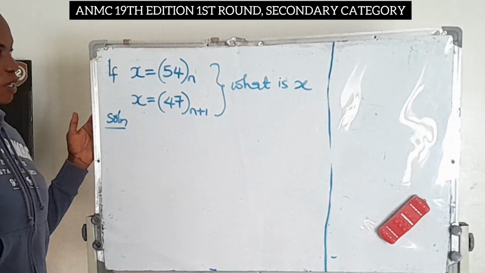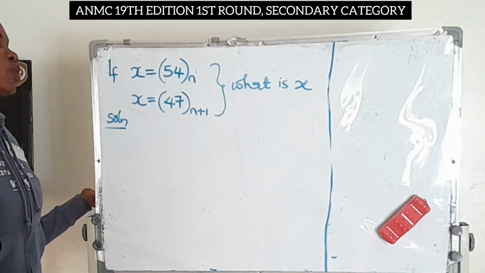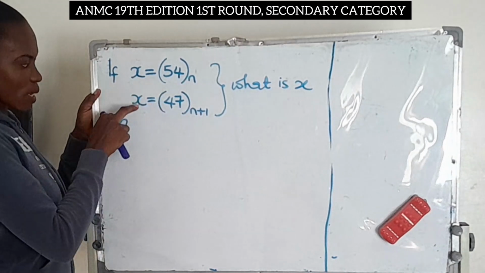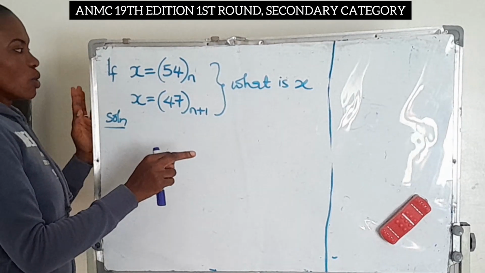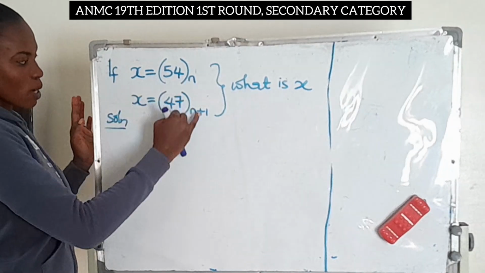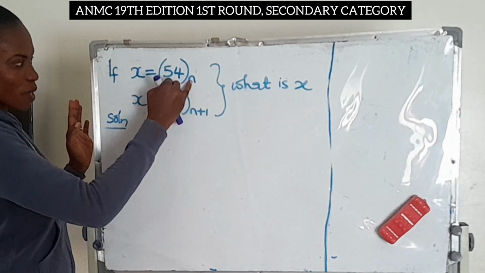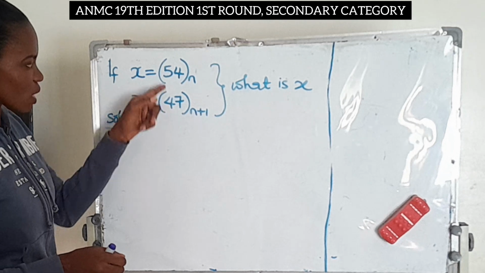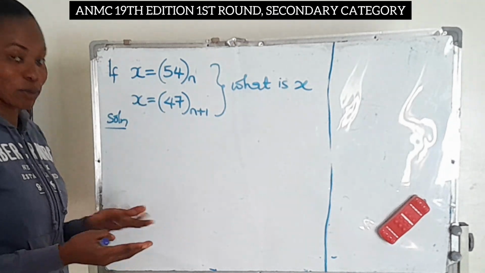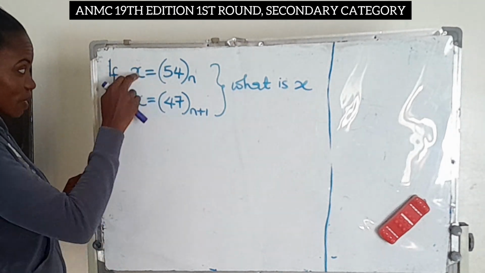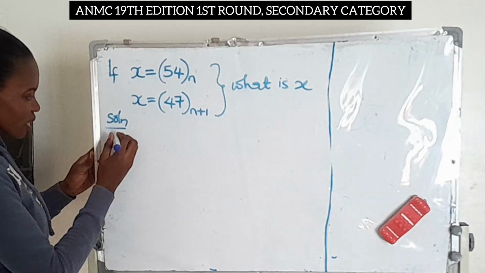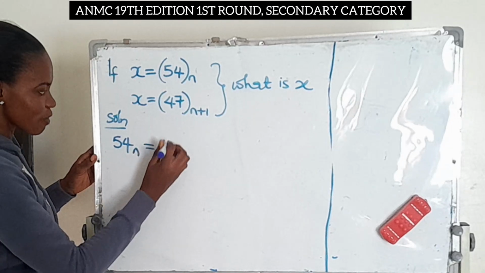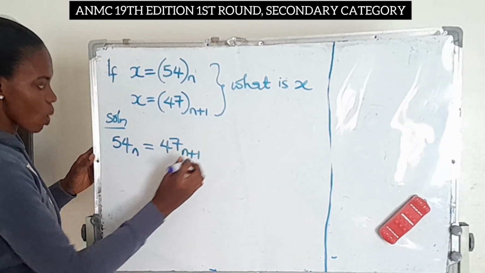Alright, this question is a number base question. Okay, so the question is telling us that x is equal to this and the same x is equal to this. In other words, if we can find what our n is, we can solve this thing. So to do that, we express these two terms in base 10, since they are the same thing, x. So this simply means that 54 base n is the same thing as 47 base n plus 1.